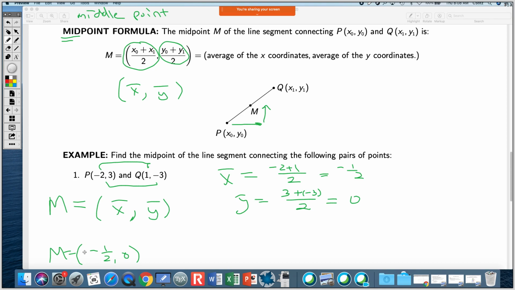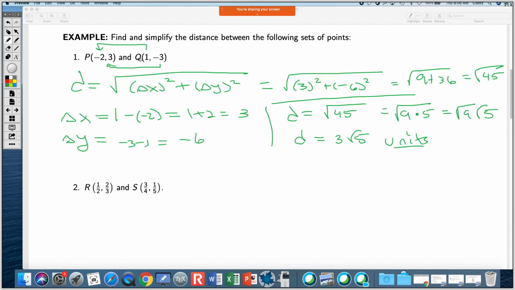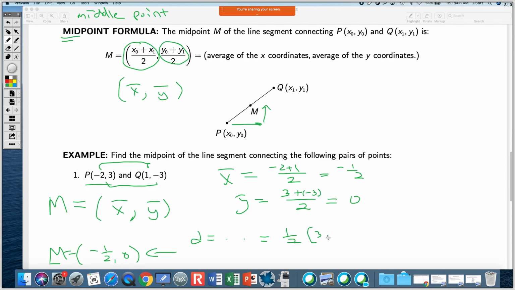Now, we could check that this is the midpoint. For example, we could calculate the distance between P and the midpoint. And that should be half of the distance we got from P to Q earlier. So we should end up getting half of 3 root 5. And that should be the same as the distance between M and Q. 1/2 of 3 root 5. Okay.